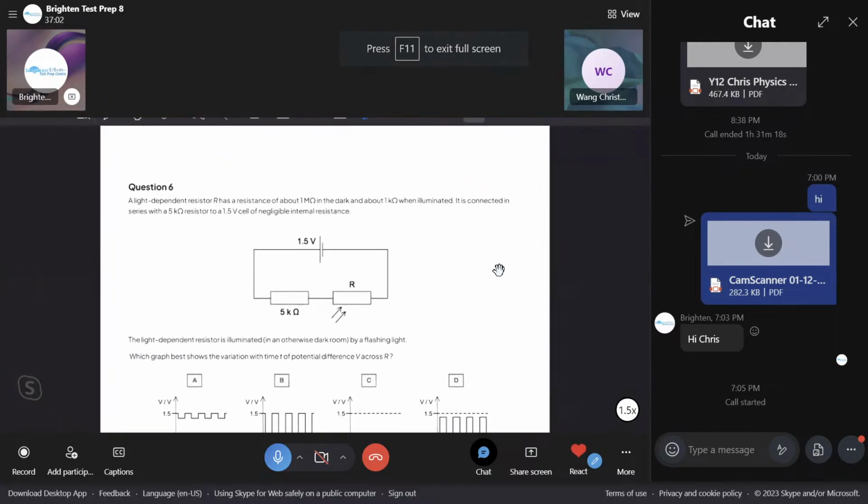Let's see. I think it's a good one because it's that typical question about what happens in the dark and what happens in the light.